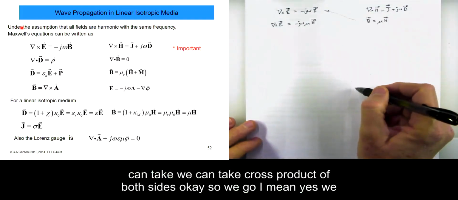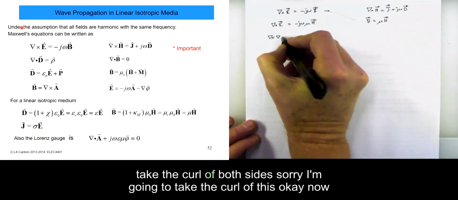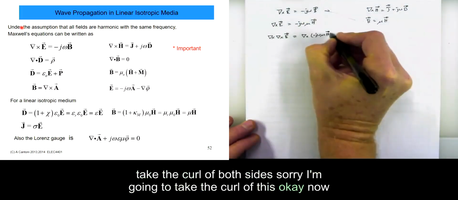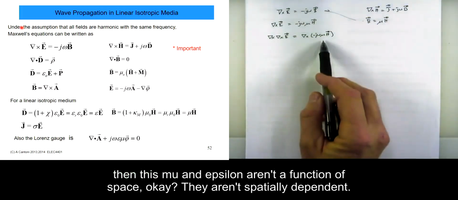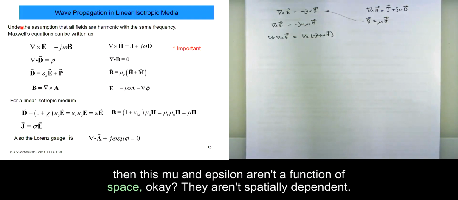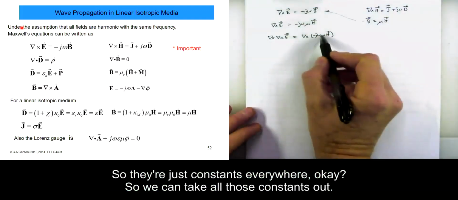Okay, and we can take the cross product of both sides. We take the curl of both sides. Sorry, we're going to take the curl of this. Now, if it's isotropic media with no boundaries in it, then this mu and epsilon aren't a function of space. They aren't spatially dependent, so they're just constants everywhere, and we can take all those constants out.